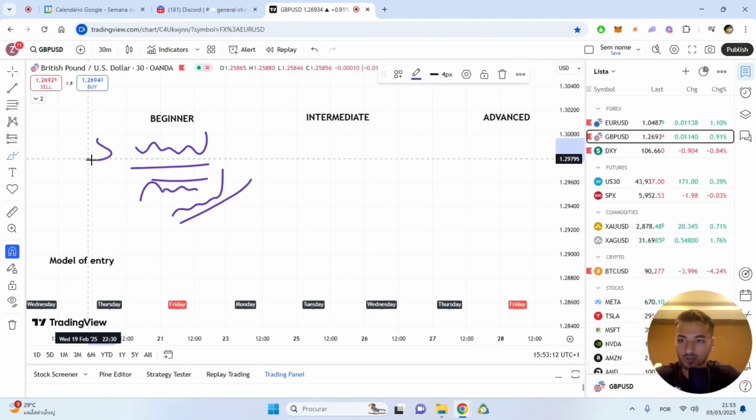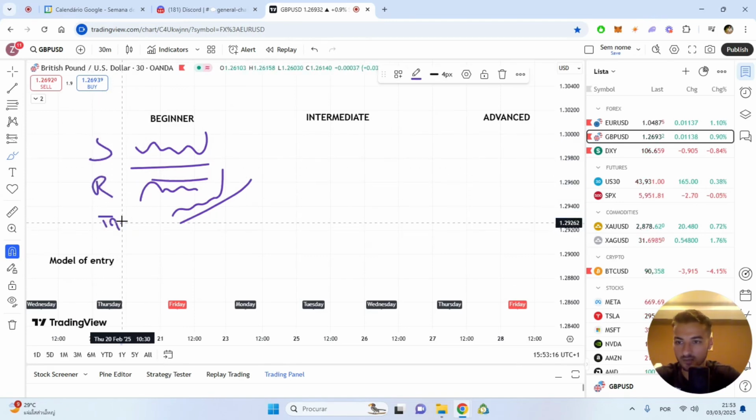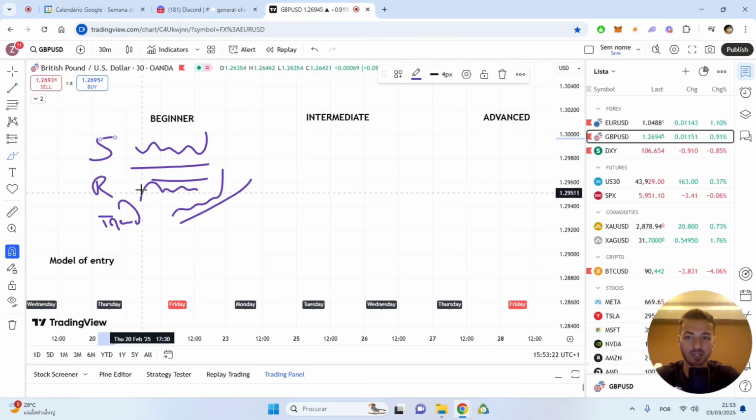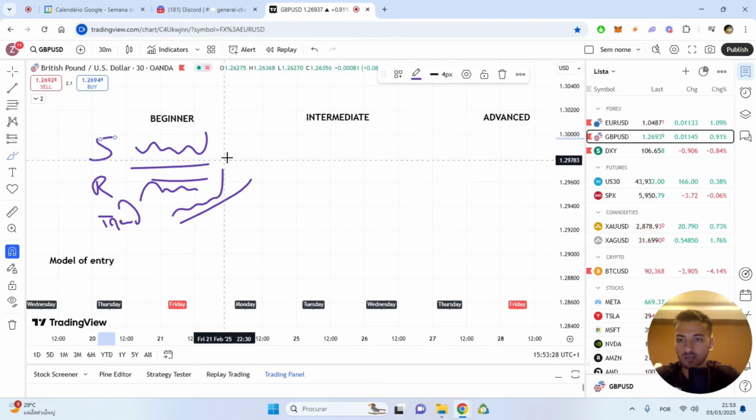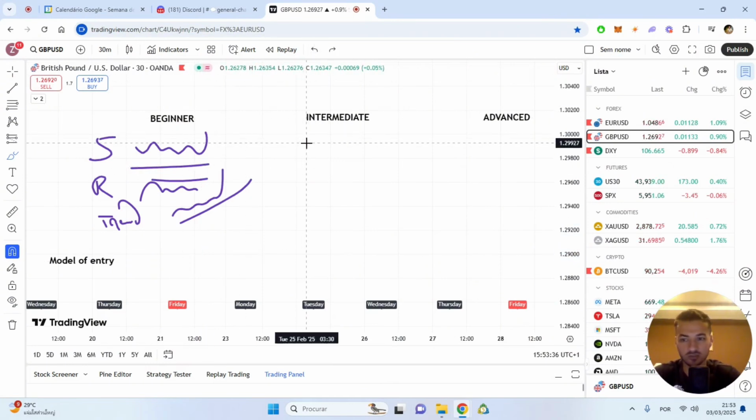So, support, resistance, trend lines. I hope I make myself understandable. Okay? Because, and yes, completely valid. It's beginner level and it's completely valid because there's liquidity below each support, resistance, and trend line, because that's how support and resistance traders trade.